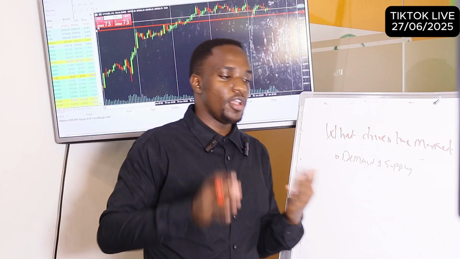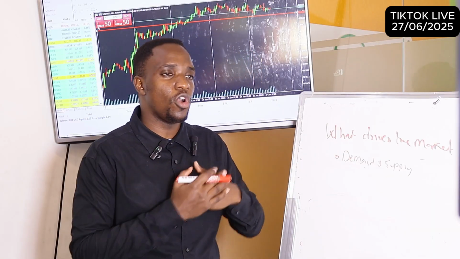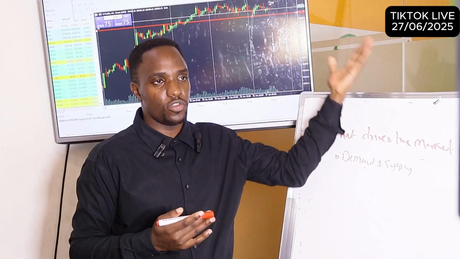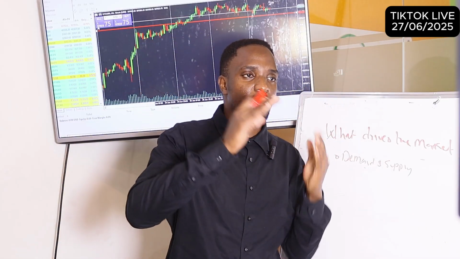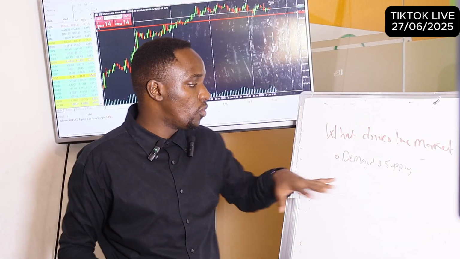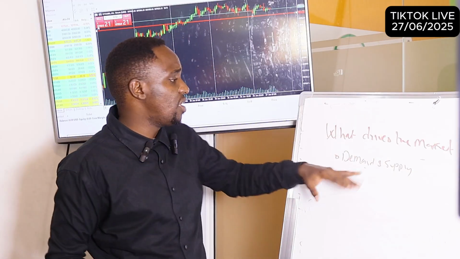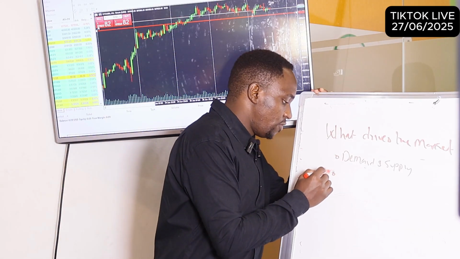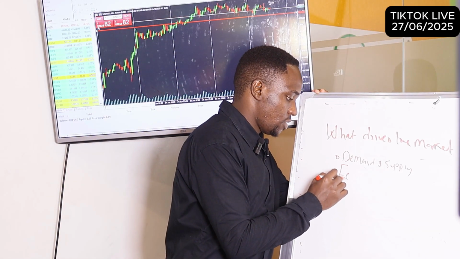As you all know, forces of demand and supply move the market all over the world. If the demand for something is higher than the supply, the price will always go up. If the supply of something is higher than the demand, the price will always go downward. So when it comes to the forex market, demand and supply is one of the things that moves the market. Another thing that moves the market is economic indicators.